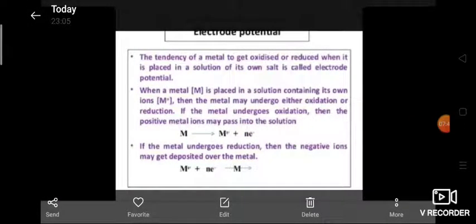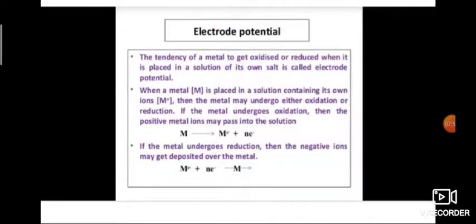The electrode potential. The tendency of a metal to get oxidized or reduced when it is placed in a solution of its own salt is called electrode potential. When a metal is placed in a solution containing its own ion, then the metal may undergo either oxidation or reduction. If the metal undergoes oxidation, then positive metal ions may pass into the solution. If the metal undergoes reduction, then the negative ions may get deposited over the metal.